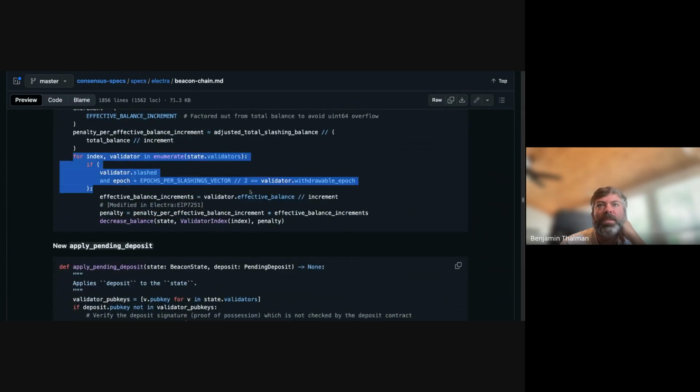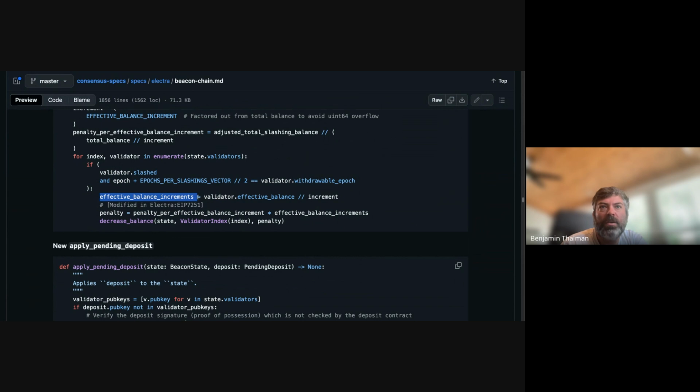Here's where the penalties are calculated per validator and where they're levied. So this if condition is the same as last time. If the validator is slashed and the current epoch is halfway through that validator's limbo period, that 36-day withdrawability delay, levy the penalty. That's what this is saying. Just like last time, just like pre-Pectra.